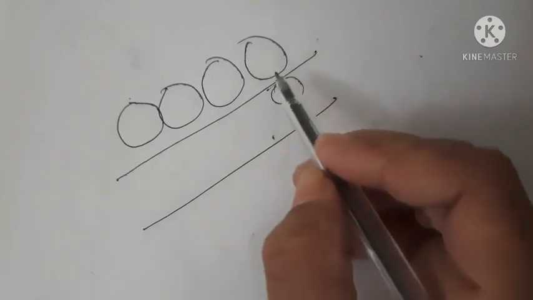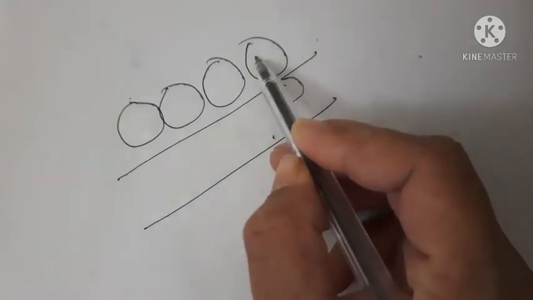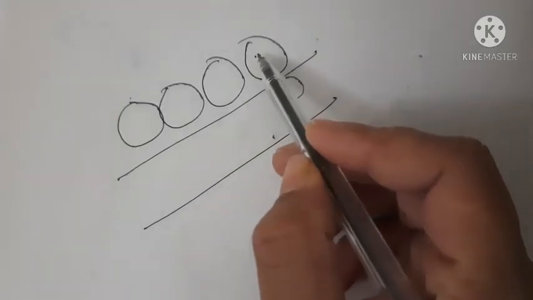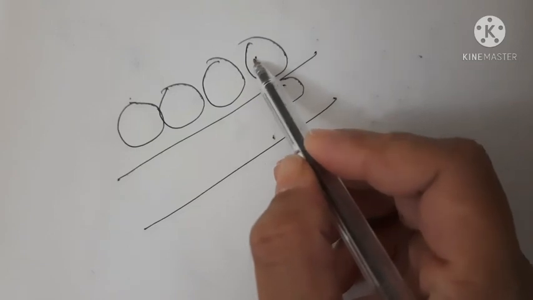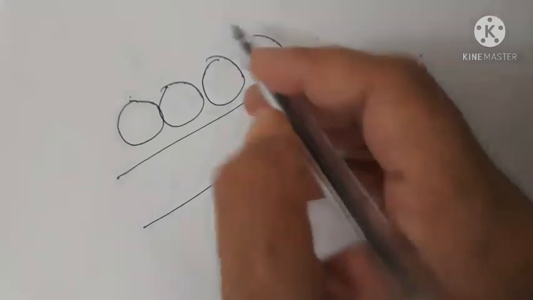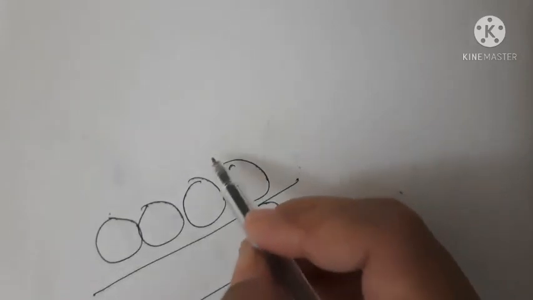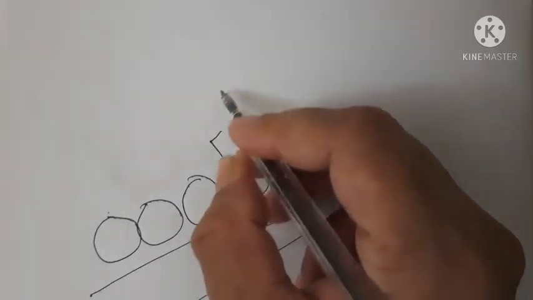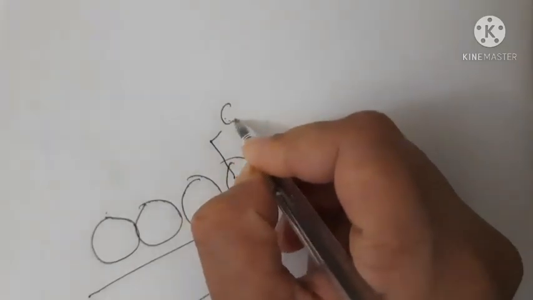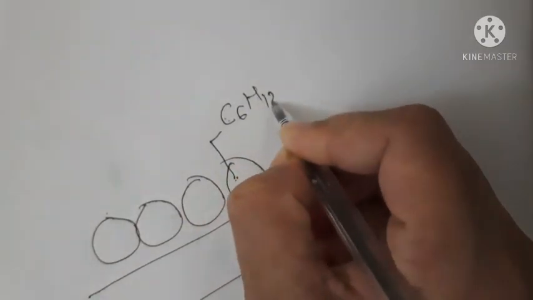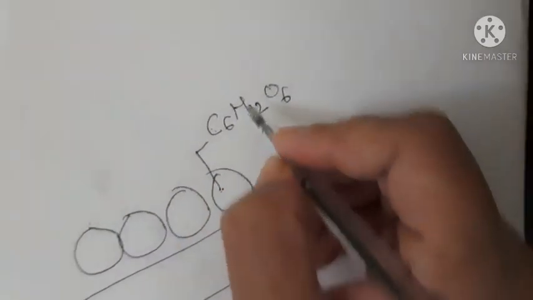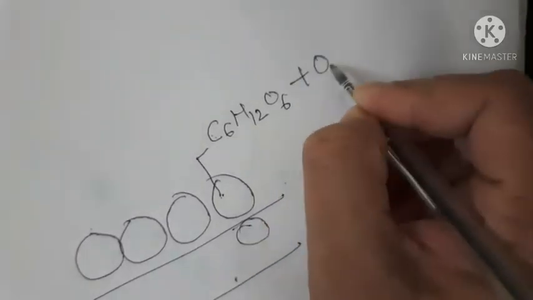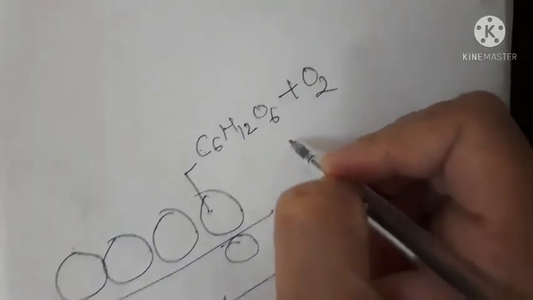Now what happens? I told you before that the digested food reaches the cell. And what is that digested food? It's a carbohydrate, that is C6H12O6. Now when this combines with oxygen, what is produced?